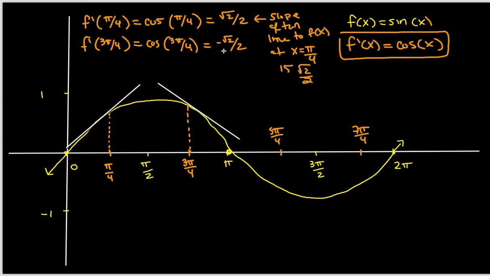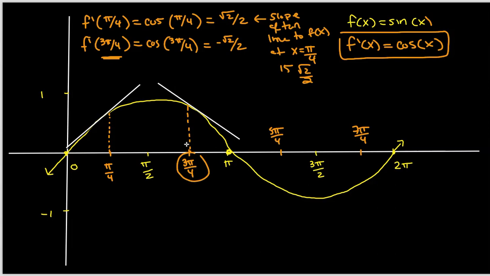So here we see that the derivative at this point is negative square root of 2 over 2. And that makes sense because this line has a slope that is negative. And we know that the derivative at this point is what? It's the slope of that tangent line at that point. The tangent line to the yellow line, the f of x.